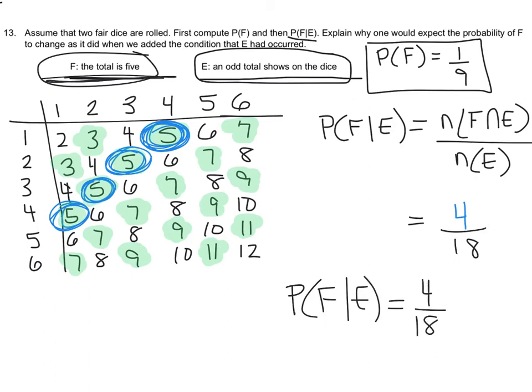And again, I want to simplify that fraction by dividing both the top and bottom by 2. 4 divided by 2 is 2, and then 18 divided by 2 is 9. So the probability of F given E, which is a conditional probability, is 2/9. And that's my second answer to the problem.